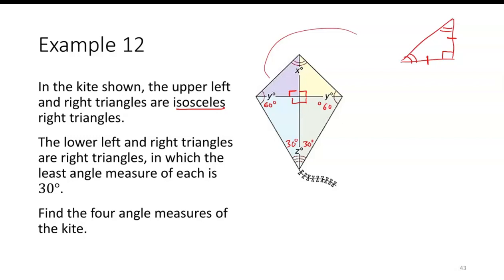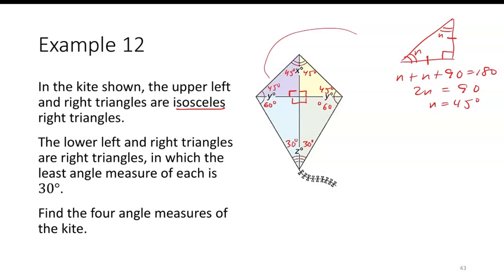So whatever they are, let me use a different letter. Let's say n. What I know is that n plus n plus 90 have to add up to 180. So 2n is equal to 90. So n has to be 45 degrees. And that gives us the rest of those.